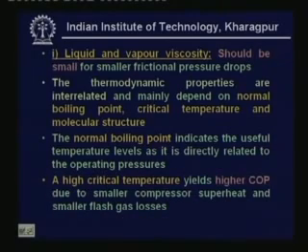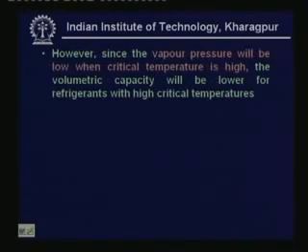Next comes critical temperature. So, what is the effect of critical temperature? If the critical temperature is very high, it yields higher COP due to smaller compressor superheat and smaller flash gas losses. Okay, so this is the advantage of having high critical temperature. On the other hand, when the critical temperature is high, we find that the vapor pressure will be low. Once the vapor pressure is low, the volumetric capacity will be low. Okay, so this is the disadvantage of having high critical temperature.